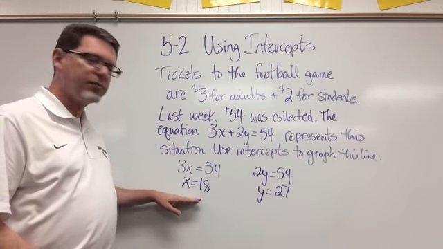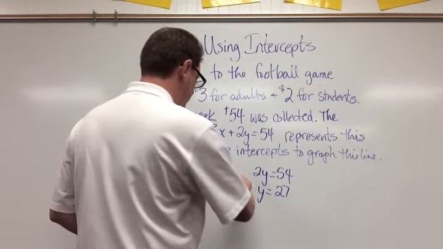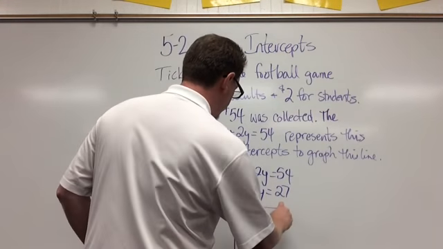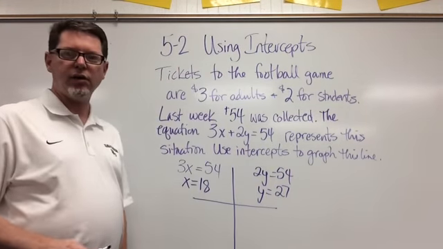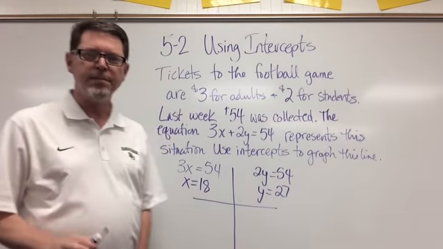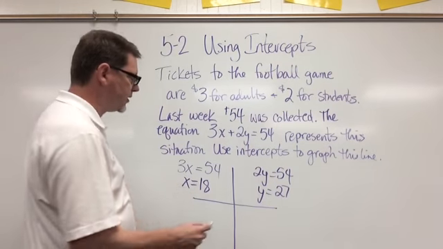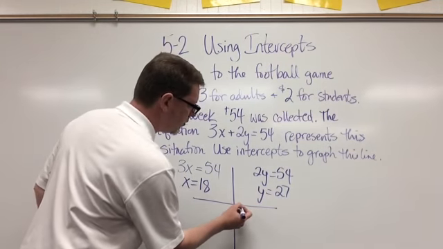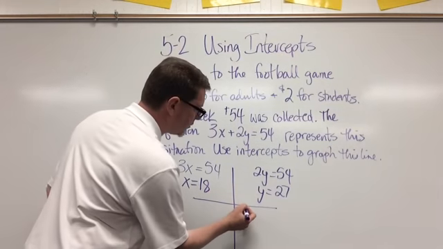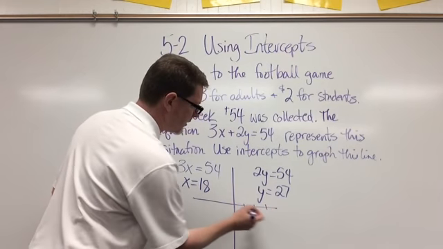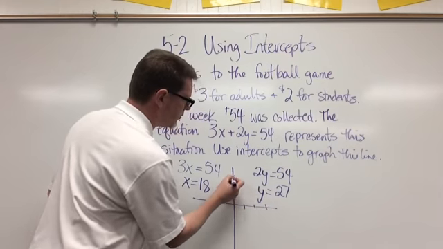My x-intercept is 18. So I could graph that. I'm just going to draw a nice and beautiful coordinate plane. I hope your lines are a little bit straighter than mine. And I know that my x-intercept is 18, so we're going to go by nines. So that's 9, 18, 27, 9, 18, 27.